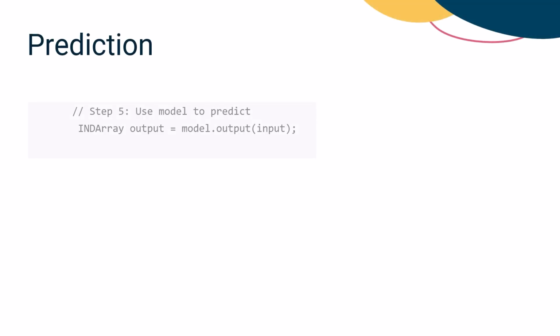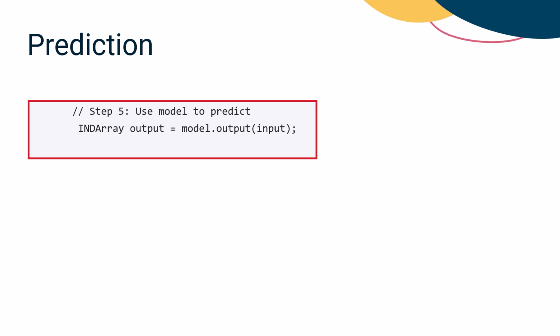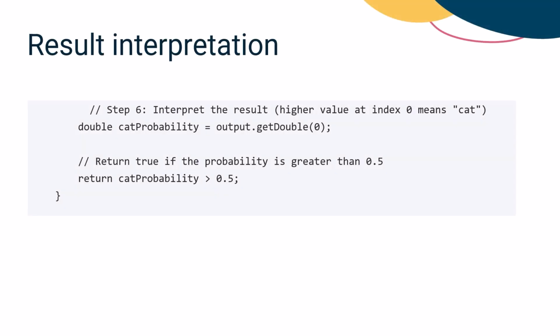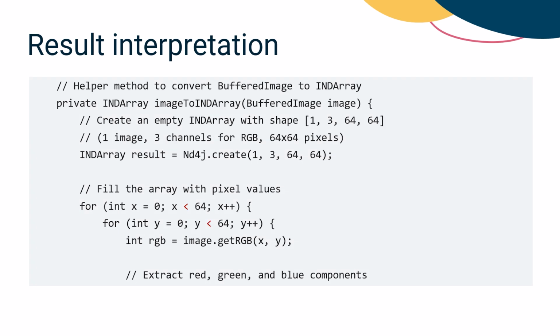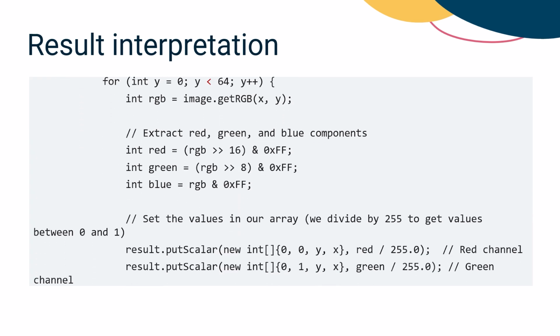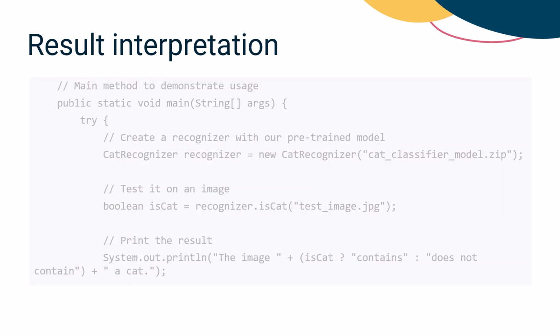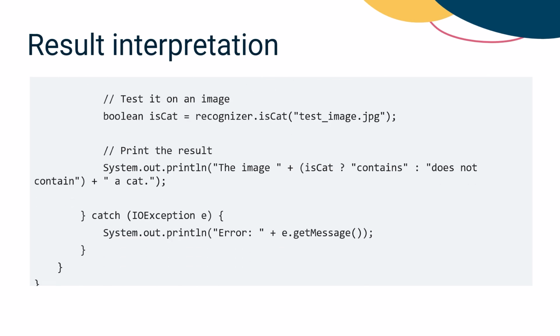To predict, the processed image was passed through the model, which returned probability values indicating the likelihood of the image containing a cat. To interpret the result, the probability was checked to see if it exceeded 0.5, which is essentially 50%. This helps determine if the image contains a cat. Take a moment to view the rest of the code displayed on the screen.